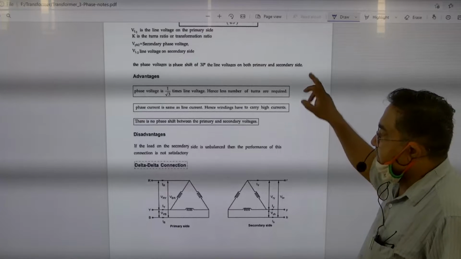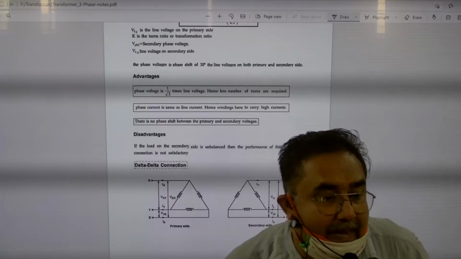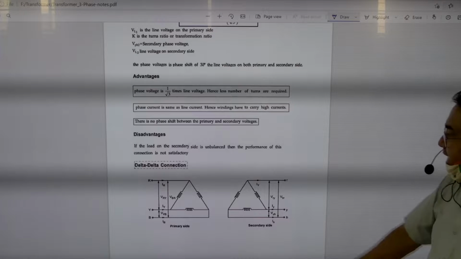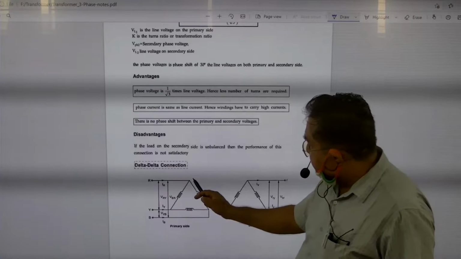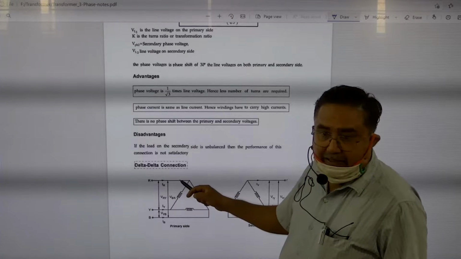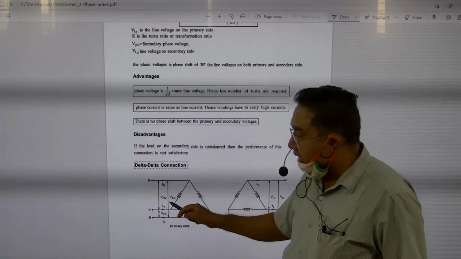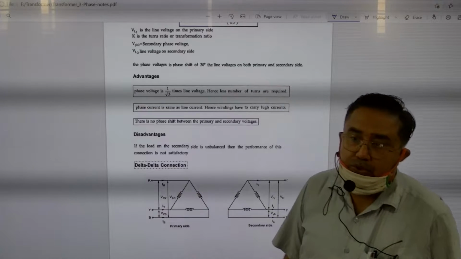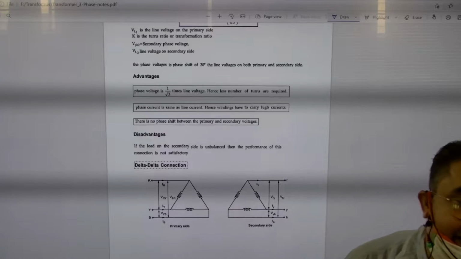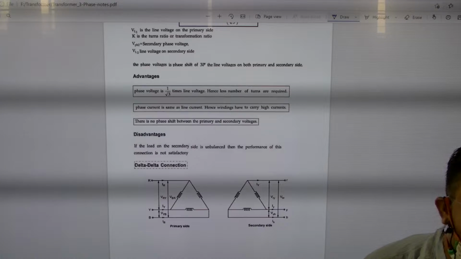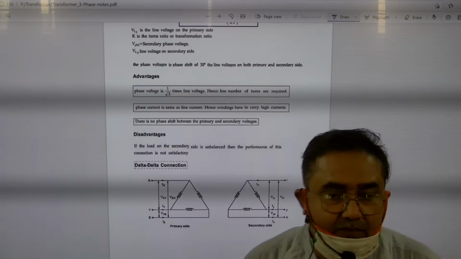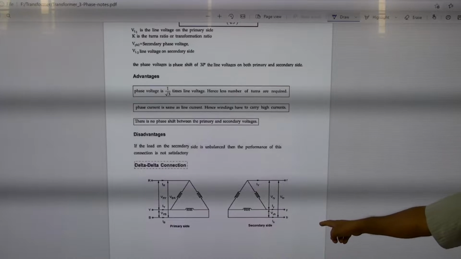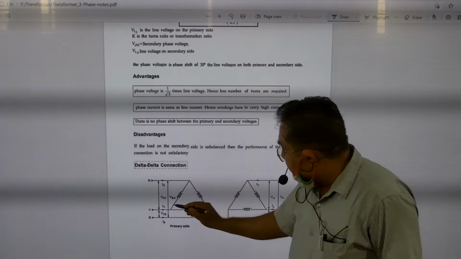Disadvantage, that this method can be used only for balanced load, not for unbalanced load. Then next comes the delta-delta connection. From the picture it is clear that winding of both primary and secondary are connected in delta form. So what you conclude, that phase voltage is equal to line voltage, but the phase current is 1 upon root 3 times the line current, just opposite from voltage and current point of view in case of a star. Clear? This diagram is clear? This is delta because it looks like a triangle.